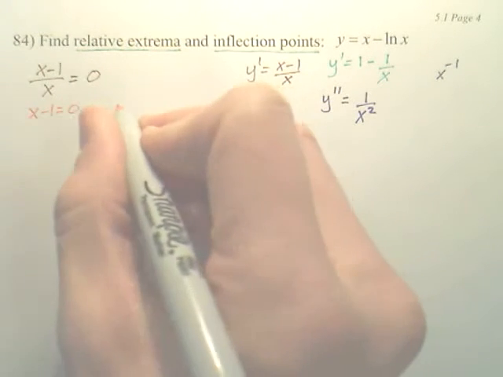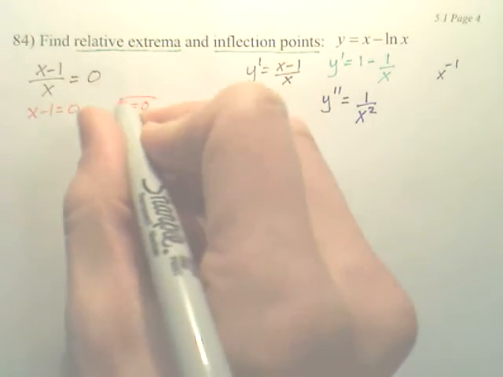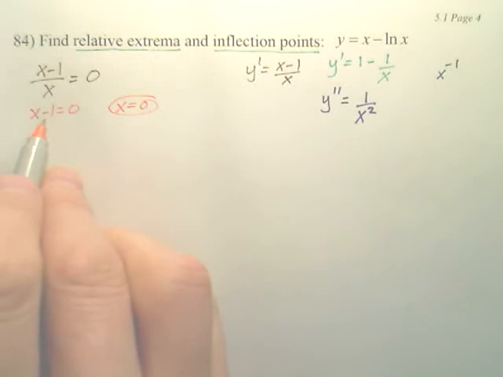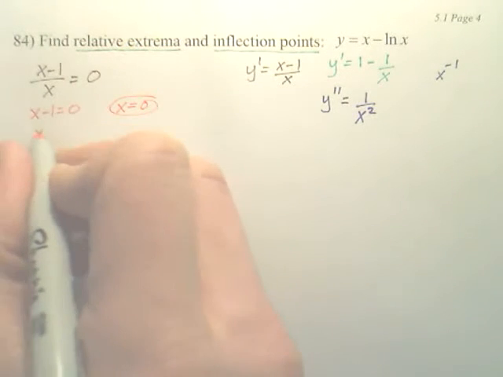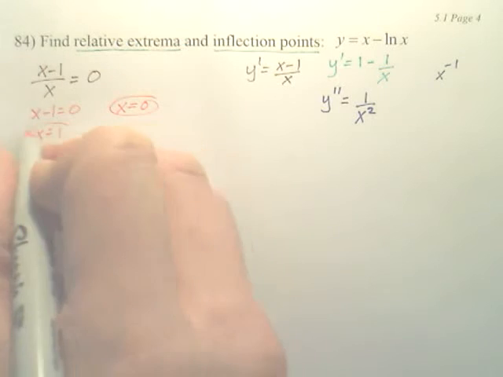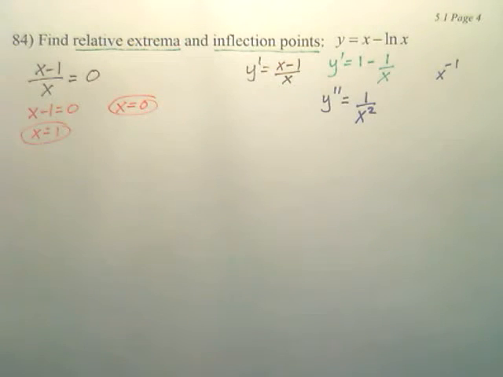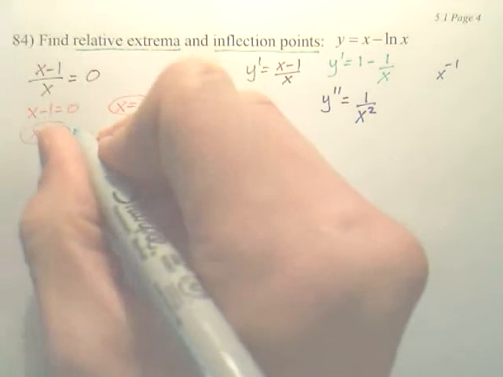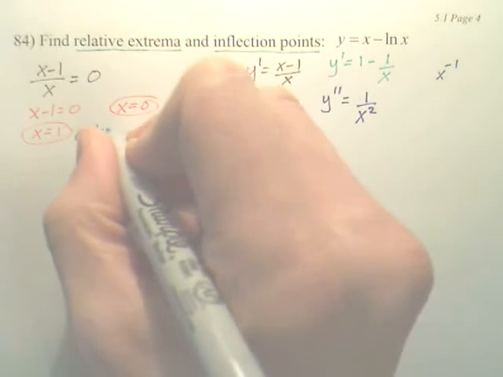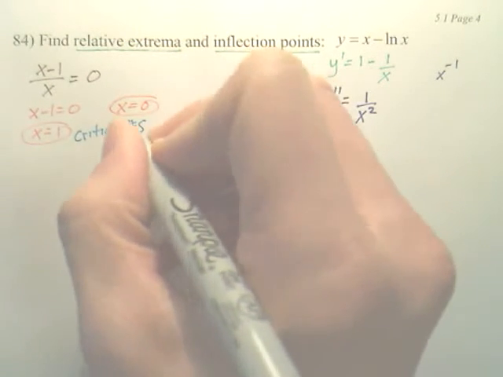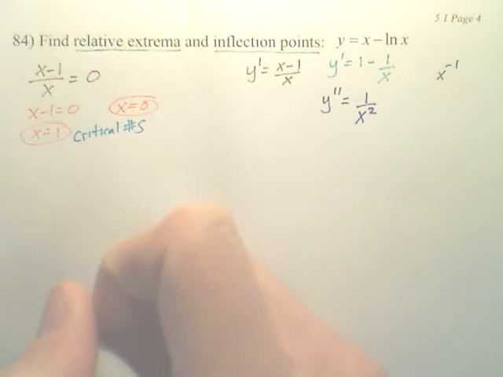It's been a while. So there's 1, and what's this one going to give you? When you add the 1 over, you get 0. So these two points are where you have critical numbers. Does that mean you have extrema there? No. That just means they're critical numbers. Now let's check to see if they're maxes or mins.